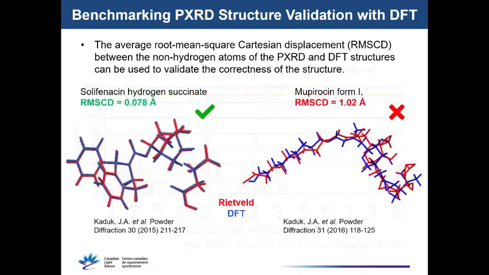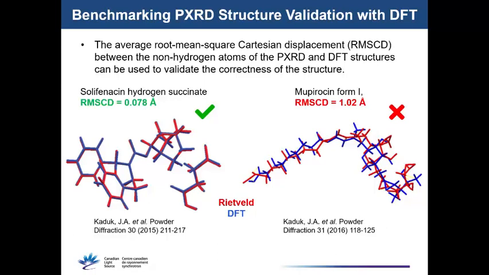To give you an idea of what this looks like, here are two pharmaceutical structures with very different levels of agreement between the PXRD and the DFT models. So for the sulfonation structure on the left, the PXRD model, the Rietveld refined model, agrees very well with the DFT structure. You can see you've got a very low RMS Cartesian displacement difference. These are basically identical structures for all intents and purposes. The RMS displacement is below 0.1 angstrom.